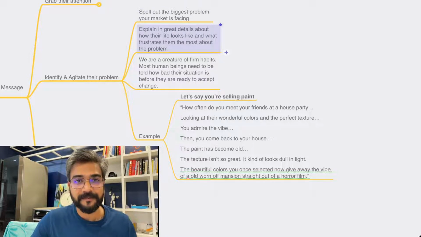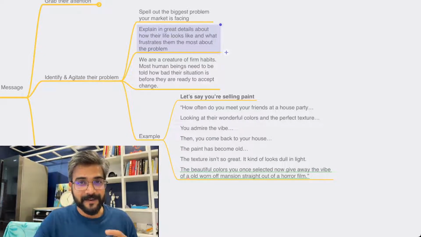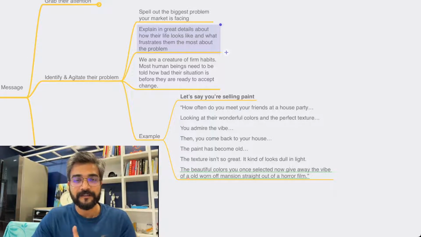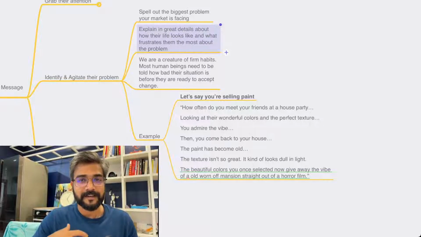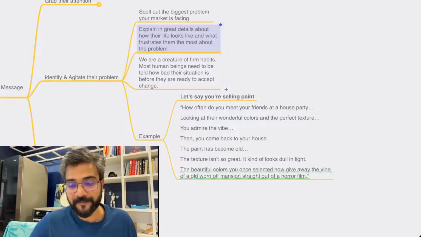Explain in great detail how exactly their life looks like with this problem lurking around. What frustrates them the most? What is the most frustrating part about that problem? Because of that problem, what are they missing out on in their life? Now, here's where you become a little bit creative. You put yourself in the customer's shoes and figure out how exactly this thing works. And even better, if you have already gone through the same problem, it works like magic, right?